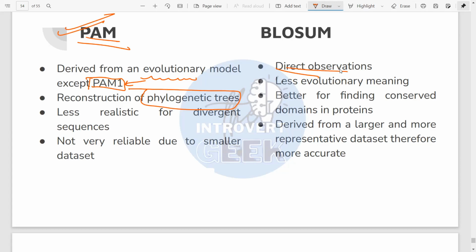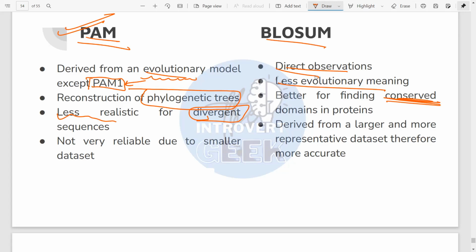BLOSUM, since it has come from direct observations, you don't get enough evolutionary data. PAM is less realistic for divergent sequences. If you have sequences that are very, very different from each other, they obviously will not give you a good value, because PAM was designed on a data set that was an evolutionary model. So if you have divergent sequences, it's better to go for BLOSUM because it uses conserved amino acid protein domains.